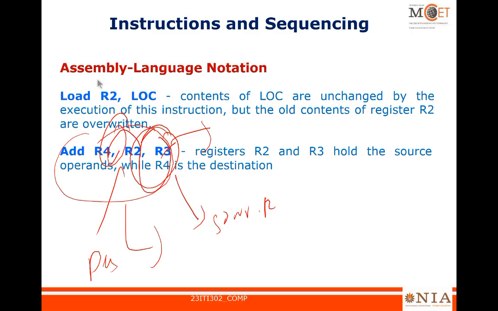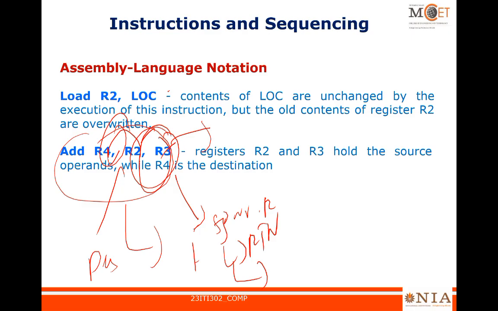Then this load R2, R3 means the content at the LOC is unchanged by the execution of this instruction, but the old content of the registers gets overwritten. So this is the assembly language notation. Simply, we can call this bracketed notation the RTN. The normal instructions, without brackets, come under the assembly language notation.